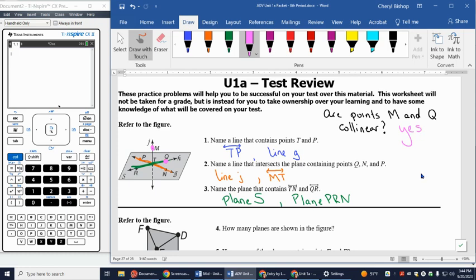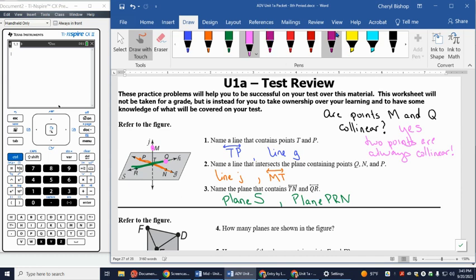That's something we struggled on in the quiz. Just because we don't see it in the picture doesn't mean it can't be there. Lines, planes, points, all those things can be invisible. Okay? 2 points always make a line. 2 points are always collinear.